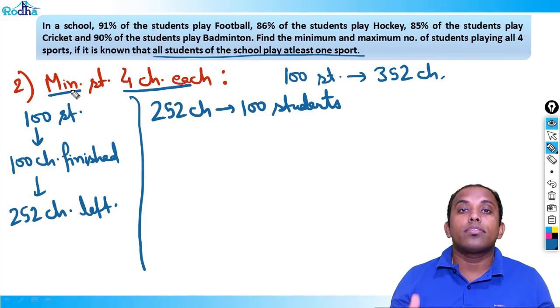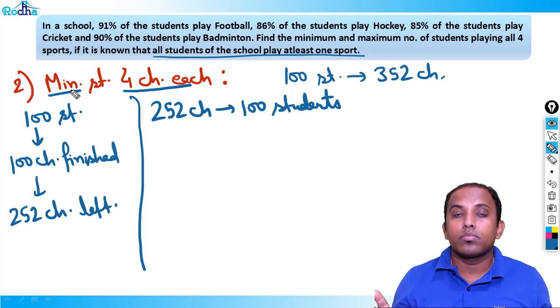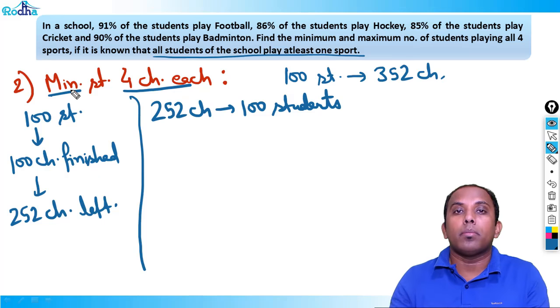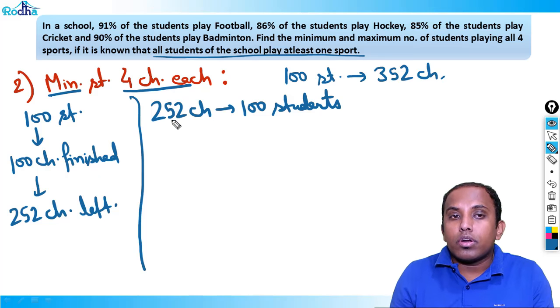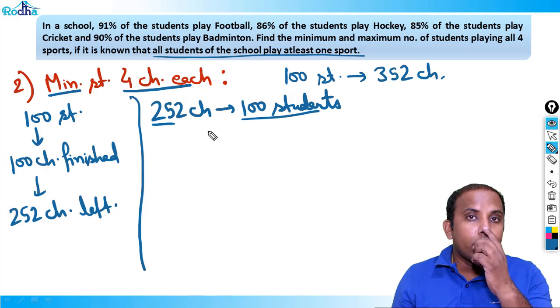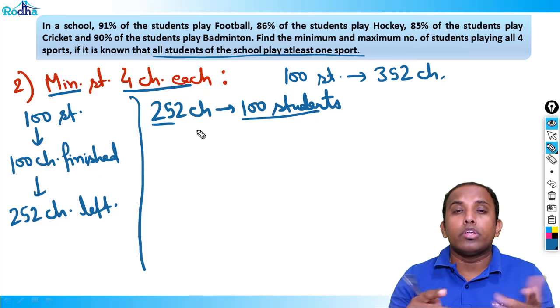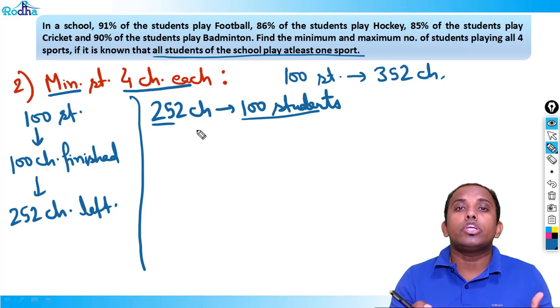And I hope that all chocolates are finished, such that no one gets 4 chocolates. Okay. But whatever is the left quantity, that should be my minimum number. That means if there are 252 chocolates to be given to 100 people, what will I do? I'll first try to give everyone 3 chocolates, right? So 3 chocolates each to everyone.